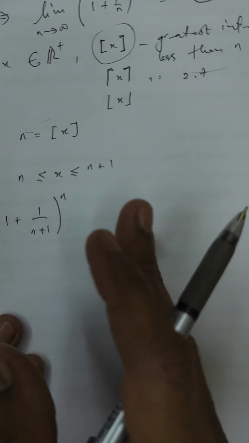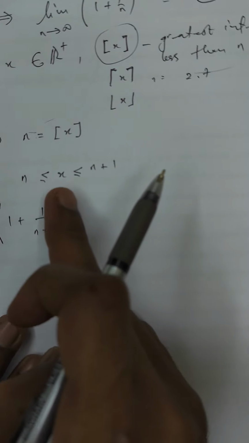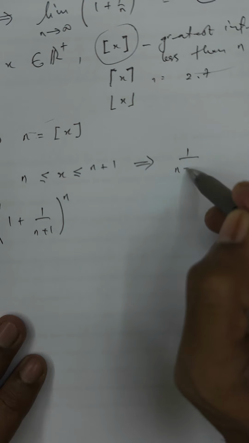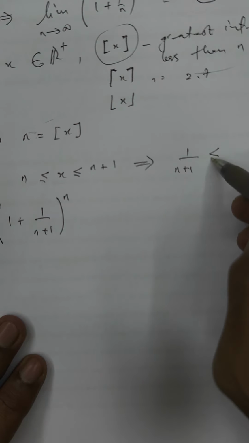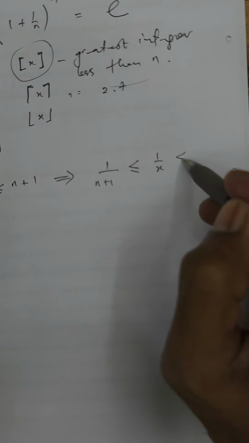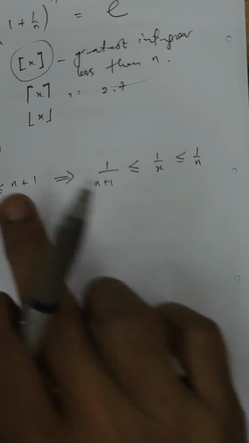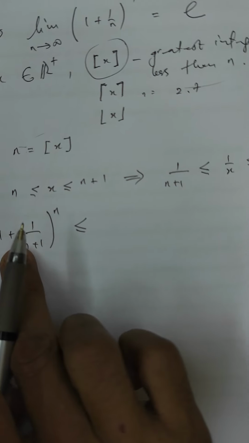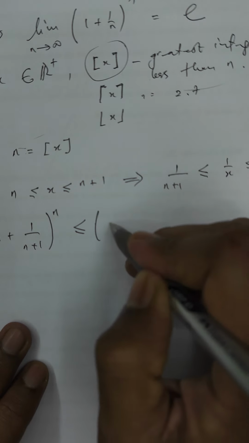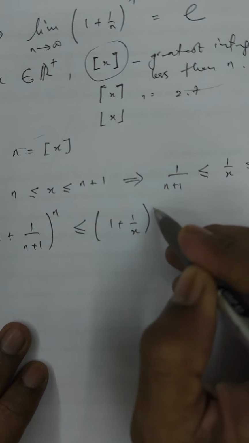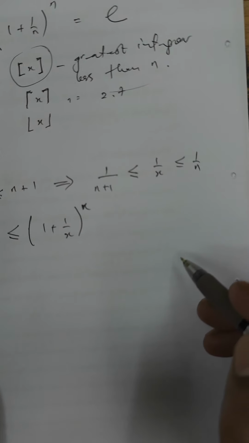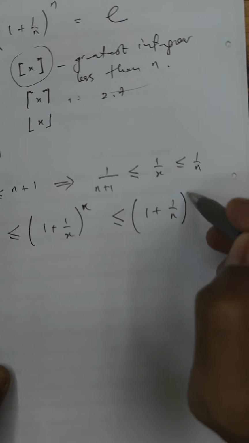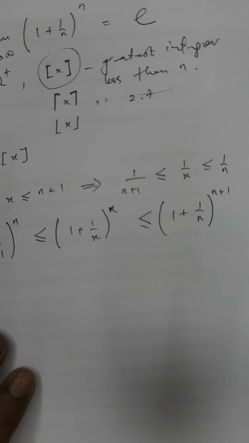So the inequality will be opposite. So if I put 1 over, you have 1 over n plus 1 less than or equal to 1 over x less than 1 over n. So we use this fact. From that you have those. So this gives you, and we add those, 1 plus 1 over x to the x less than or equal to 1 plus 1 over n to the n plus 1. This is correct.